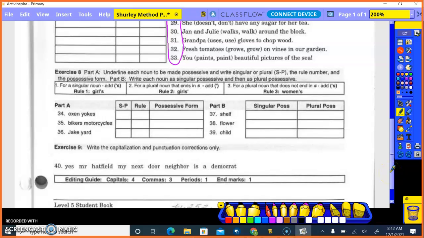So oxen yokes. What it says is that you need to underline each noun that needs to be made possessive. So you'd underline oxen, right? Is that singular or plural? Plural. Okay. Which rule? Not 2. 3. And then oxen's yokes.